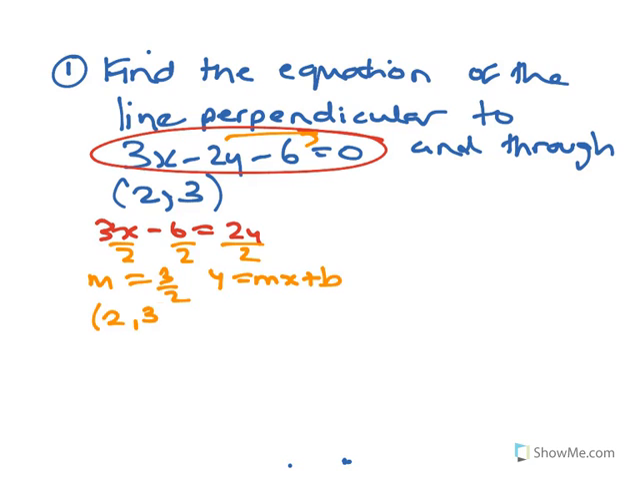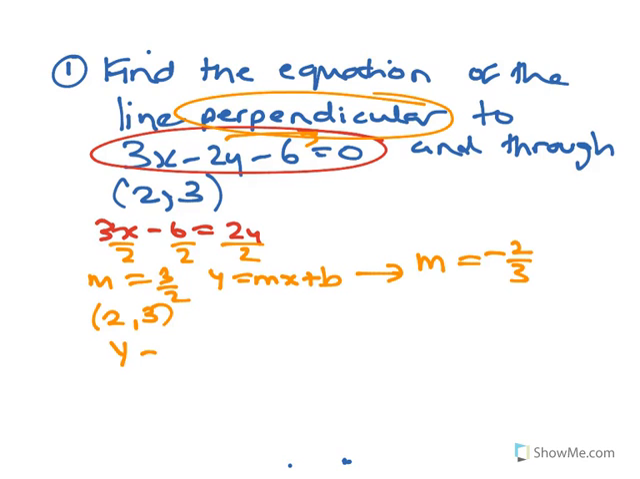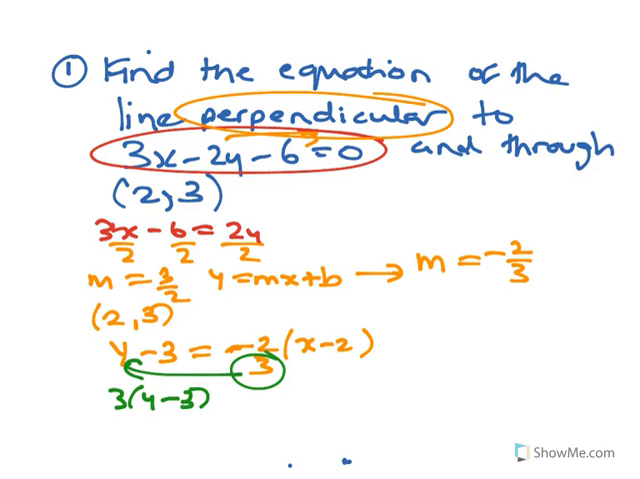Okay, then we have a point. Now, this gradient, we have to flip it, and we have to change its sign, because it's perpendicular to this line. So you go y minus 3 equals minus 2 on 3, x minus 2. You move the 3 to the other side, so you get 3 times y minus 3. It's minus 2 times x minus 2.